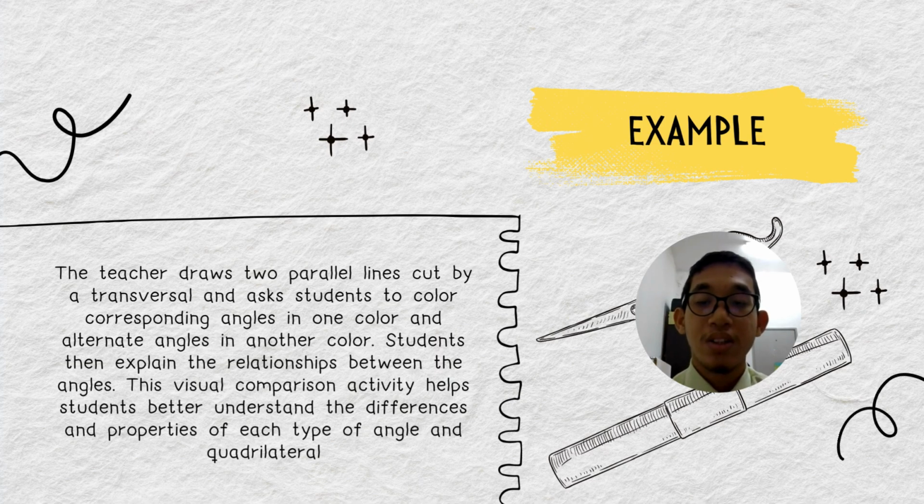For example, the teacher draws two parallel lines cut by a transversal and asks students to color corresponding angles in one color and alternate angles in another color. Students then explain the relationship between the angles. These visual comparison activities help students better understand the differences and properties of each type of angle and quadrilateral.